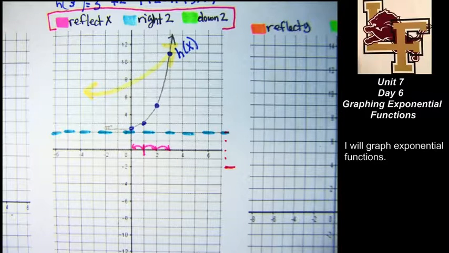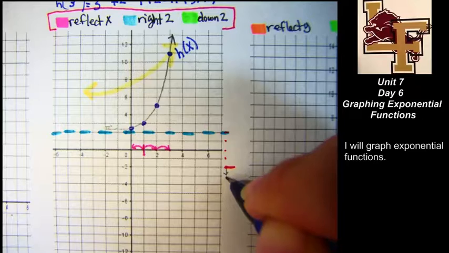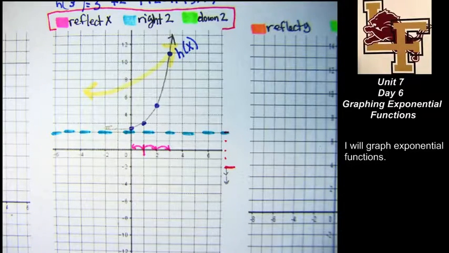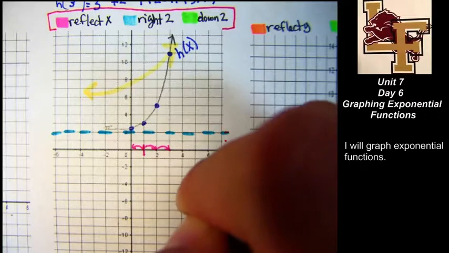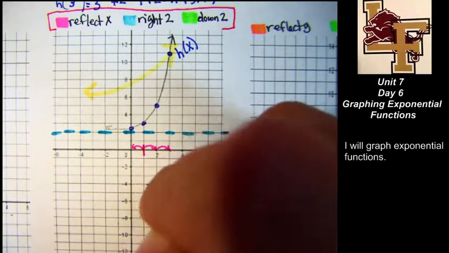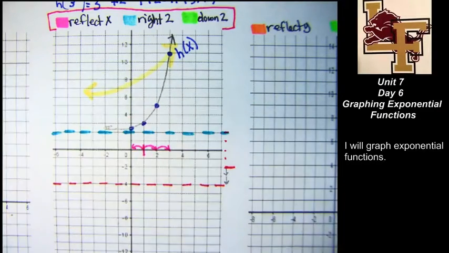The next thing it asks me to do is shove it over to the right. But it's an entire line, so shoving it to the left or right doesn't do anything. So I'm just going to skip that one. Then it says, shove it down 2. 1, 2. My horizontal asymptote is now here at y equals -4. Okay, there's my new asymptote.